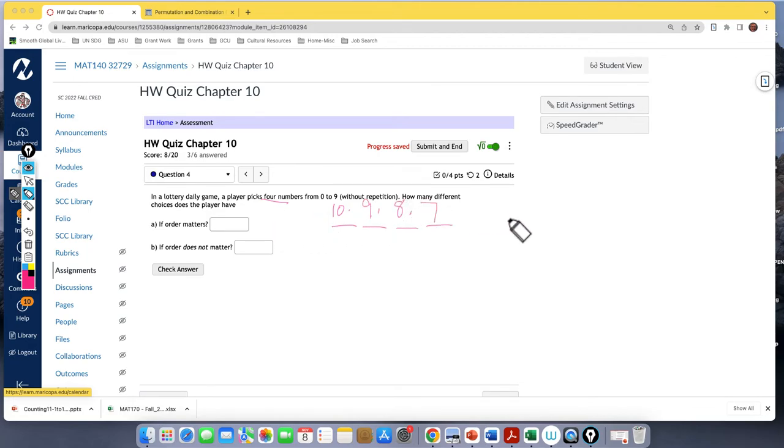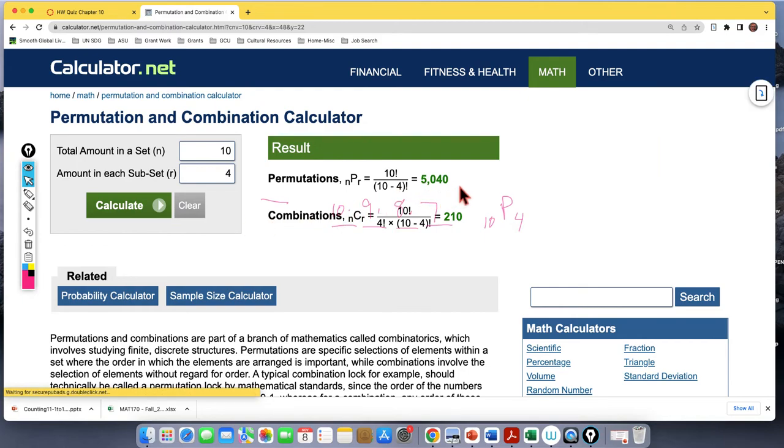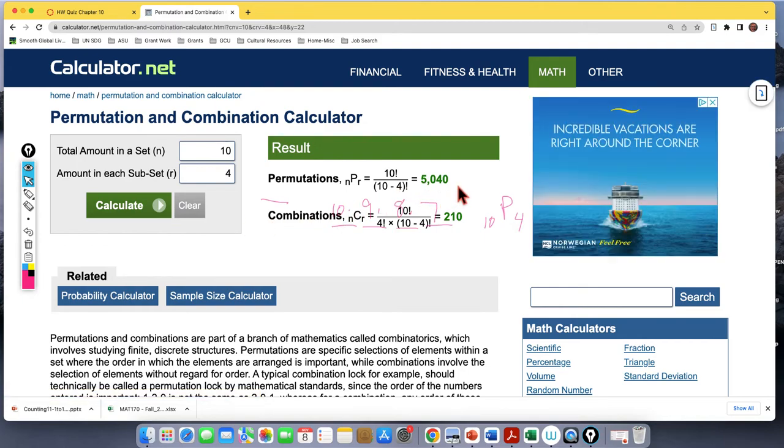So we could just multiply this, or we could recognize it as a permutation. We've got 10 digits to choose from, and we're going to choose 4 of them. We could just calculate it with the calculator. 10 permutate 4. So we've got 10 on there already. Put in the 4, calculate it. That's 5,040.